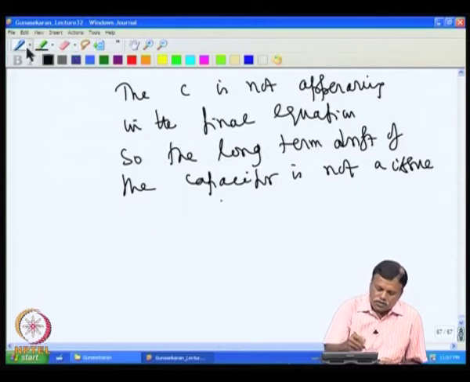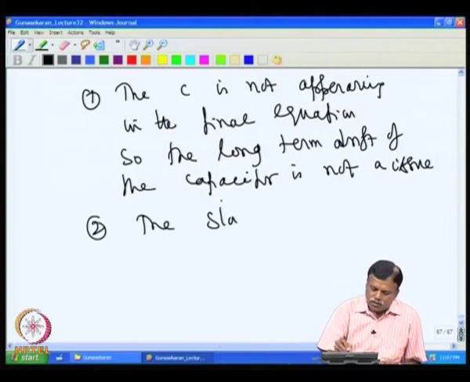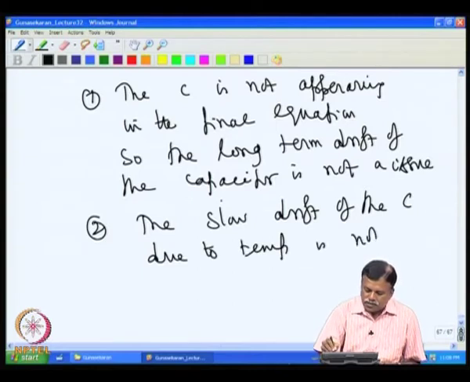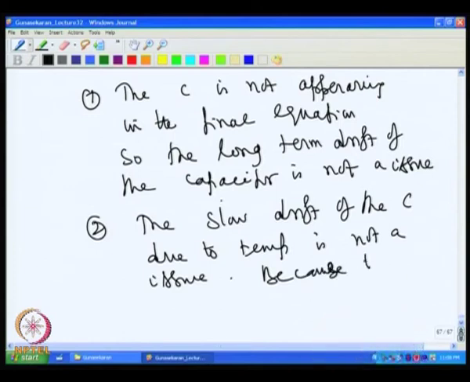So, the slow drift of C due to temperature is not an issue, because T on and T off are in milliseconds.